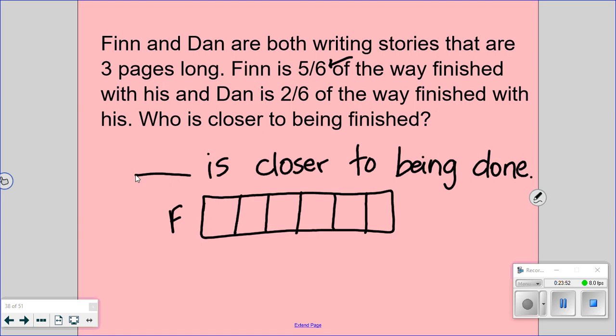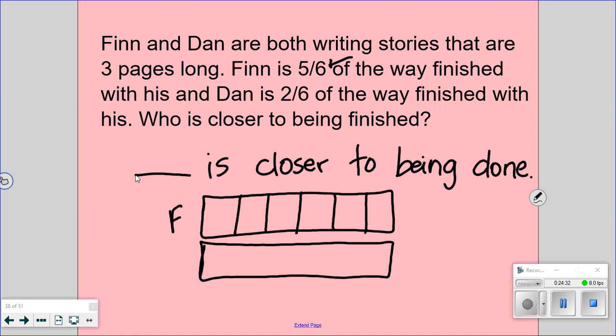Is Dan writing a longer story? No. Is Dan writing a shorter story? No. He's writing the exact same length story. So how am I going to draw Dan's model? The same size as Finn. Why? Because they're both writing the same. Yeah, their books are equivalent. Beautiful usage of that word. Dan's bar is going to be exactly the same size because his book is the same length.